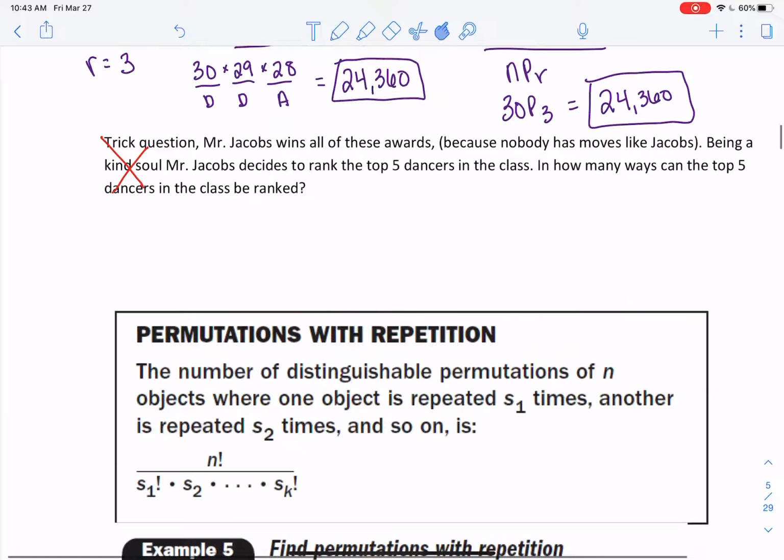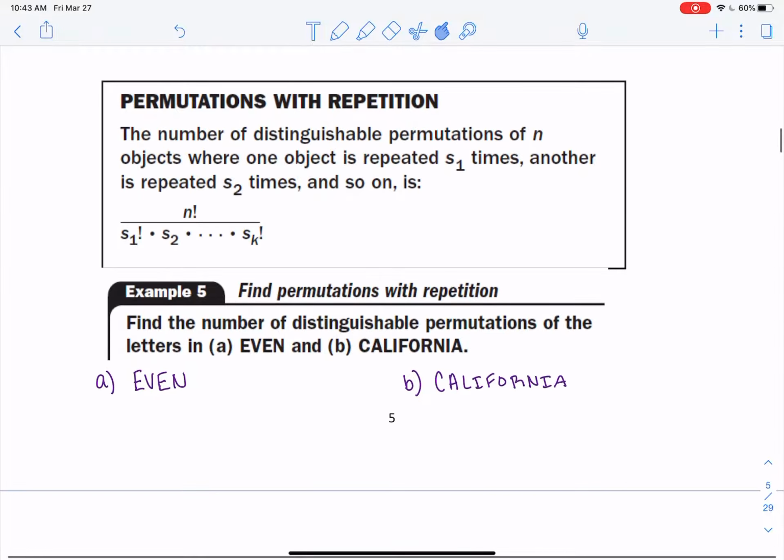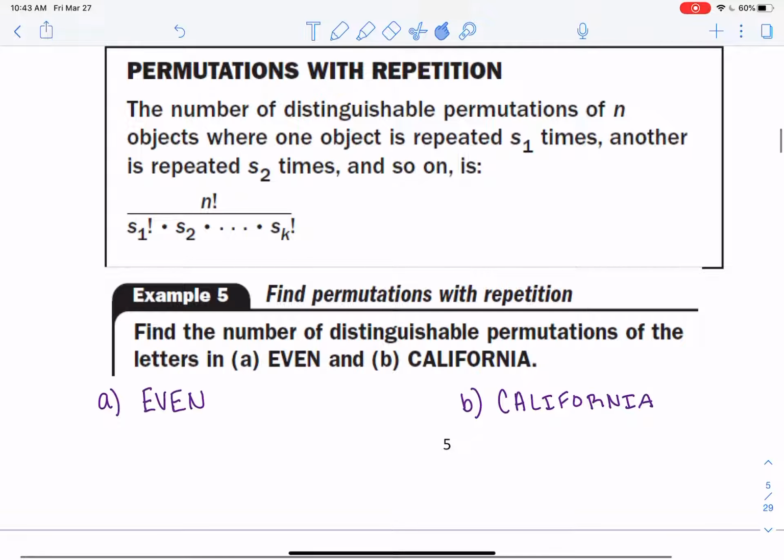Okay, last part that we're going to talk about today is permutations with repetition. So that's the number of distinguishable permutations of n objects where one object is repeated and another is repeated, and so on and so on. So it wants us to find the number of distinguishable permutations of the letters in even and in California. So there is kind of a formula up here, but I'll just talk you through it a little bit.